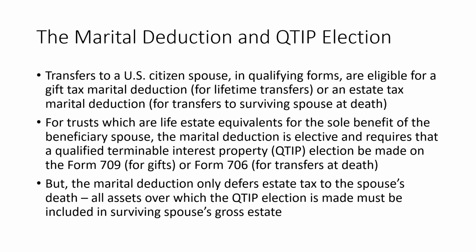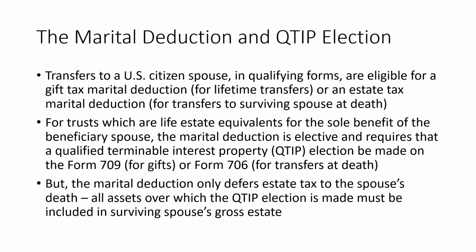Now, where the QTIP election comes into play is in what I mentioned as a qualifying form. I won't dig into the terminable interest rules, but generally if you have a trust, which is essentially a life estate equivalent for the sole benefit of a beneficiary spouse, then the marital deduction becomes elective, and it requires that a qualified terminable interest property, or QTIP, election be made on the Form 709 for gifts or Form 706 for transfers at death. Now, when I say QTIP, I'm not referring to the cotton swab you put in your ear. This is an election to apply the marital deduction to assets that are transferred for the benefit of a surviving spouse in a life estate equivalent form.